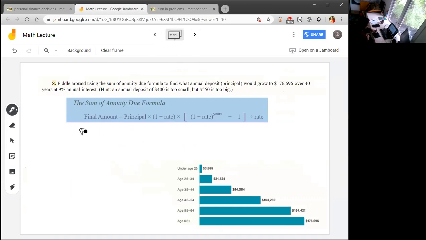The final amount, and I'm not going to write final amount actually, we know what it is. We want it to be 176,696. So it's going to be some principal we don't know, the 1.09, 1.09, 40 years, everyone okay with that?